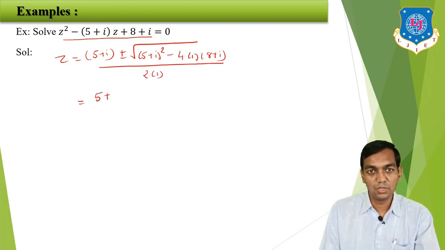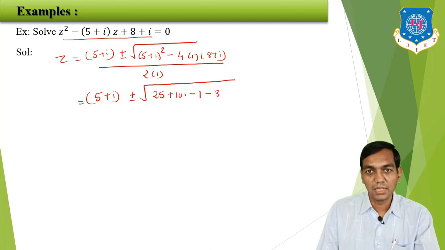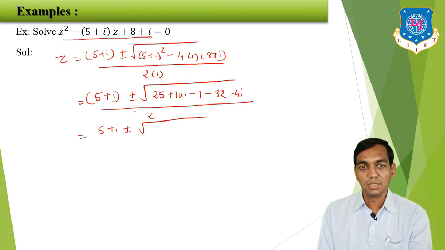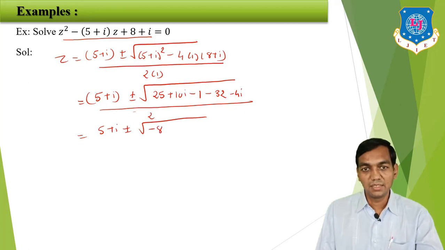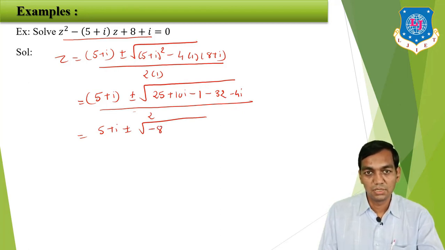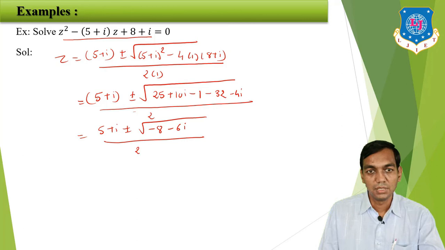That means 5 plus i plus or minus under root of 25 plus 10i minus 1 minus 32 minus 4i, divided by 2. So you have 5 plus i plus or minus under root of 25 minus 33, which is minus 8, and 10 minus 4, that is 6i, upon 2. Now here you have to adjust the terms.